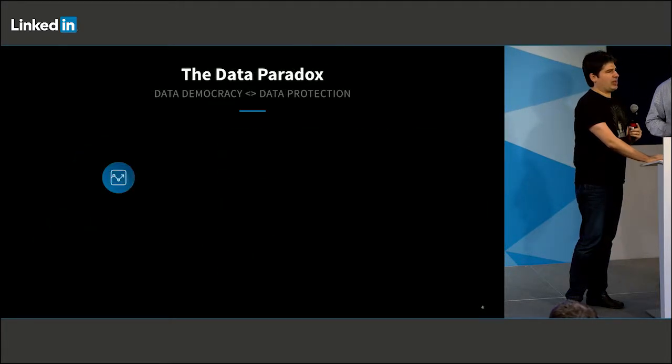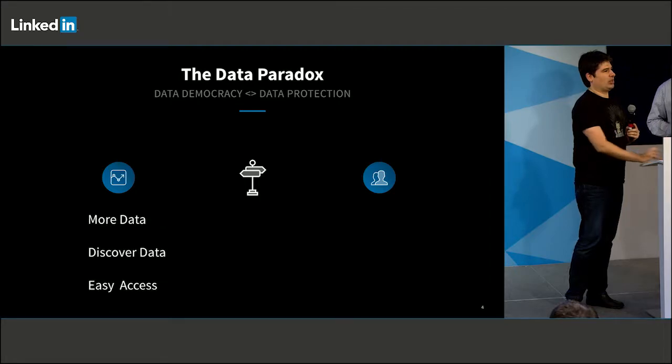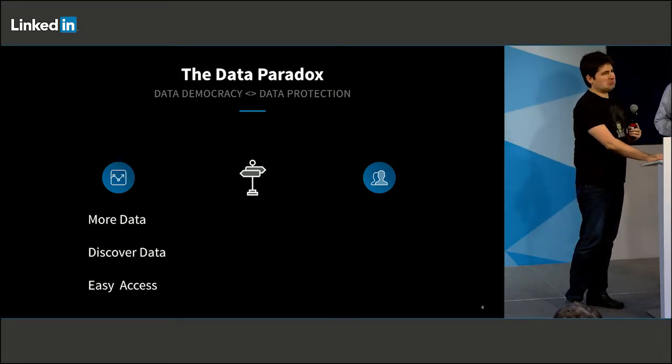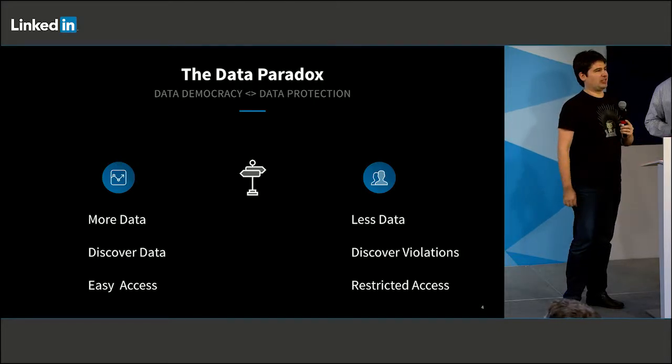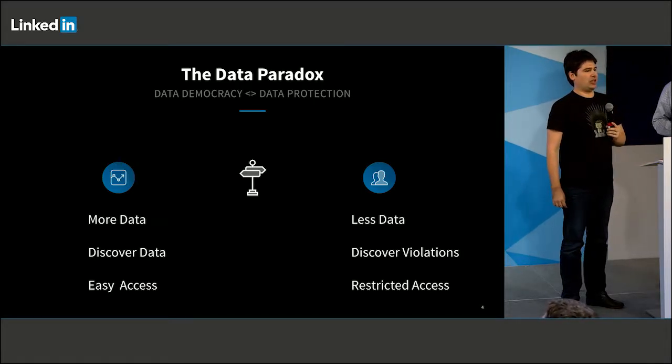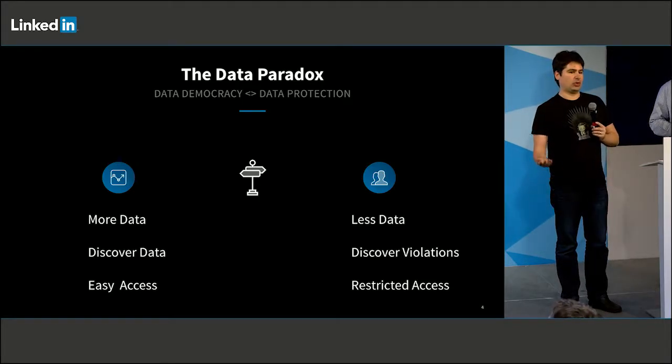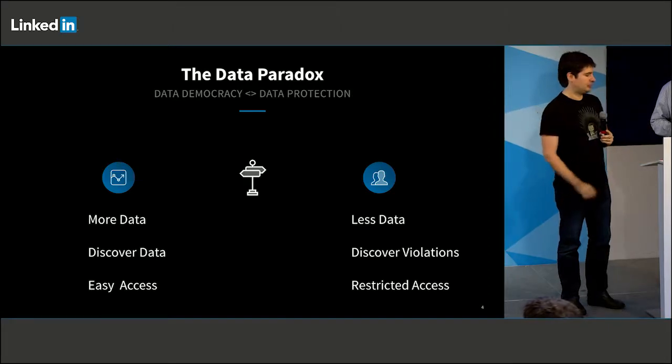So I don't necessarily want my data being sent around or processed for any random reason at all. So we have this paradox, right? The scientists want more data, they want to discover everything out there, and they want very easy access to it. As a customer, I want less data. I want governance for people using my data without my consent, and I want to make sure it's restricted, again, for only business purposes. I'm happy with my data being used for some purposes, but not anything out there.